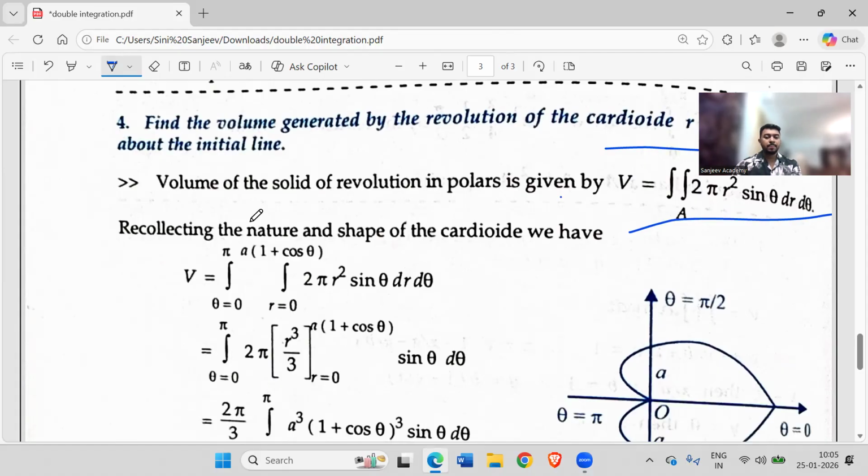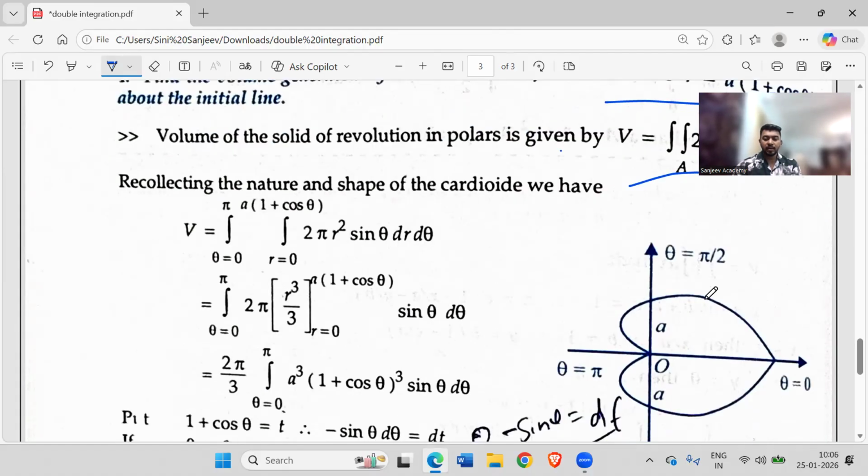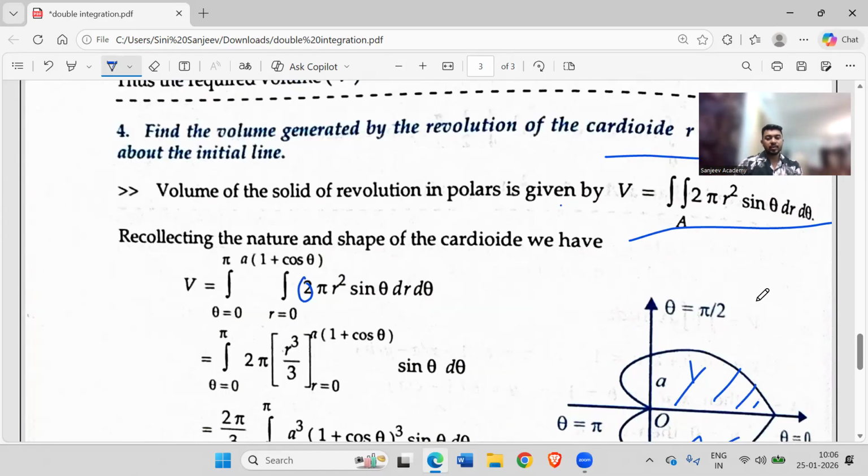And you can see here, we will only find one part. How many parts are there? Two parts are there, then we'll multiply by 2. That's the reason this 2 is coming here.